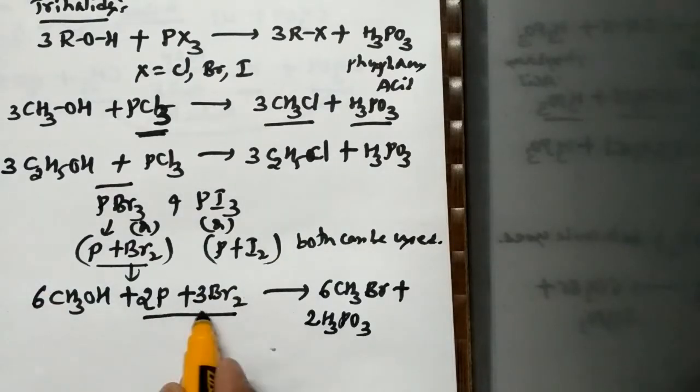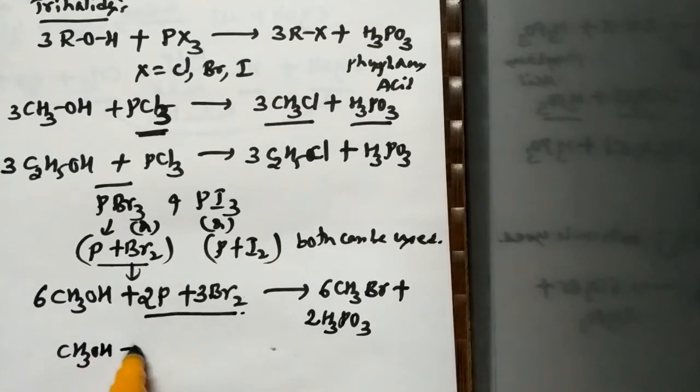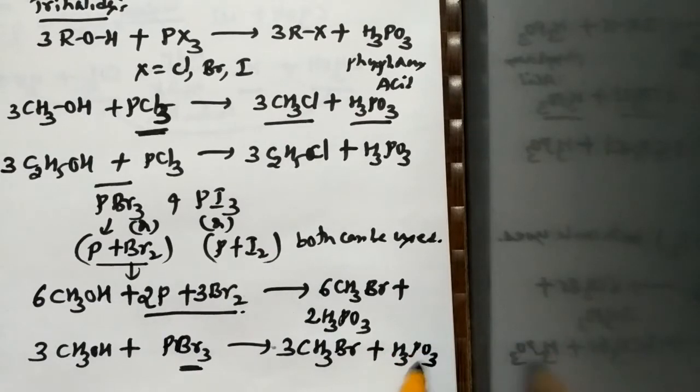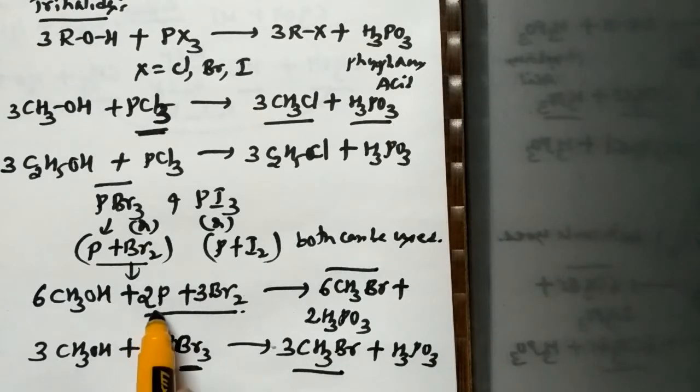Suppose apart from taking 2P plus 3 moles of Br2, we write the reaction of methyl alcohol with PBr3. Here 3 bromine atoms will combine with 3 moles of alcohol, which will give rise to CH3Br 3 times plus H3PO3, meaning the product will be identical whether we take the combination of red phosphorus along with bromine, or else PBr3.